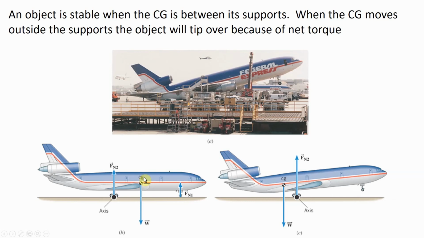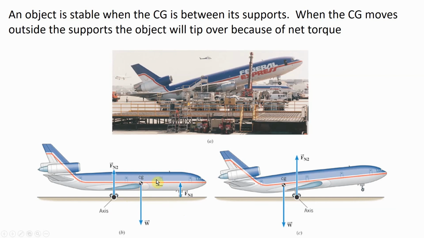Well, if the jet is balanced, the center of gravity is here in the middle, in between the 2 wheels. So if I put my axis of rotation here on the back wheels, I get a downward force giving me a negative torque from the weight, but I get an upward force giving me a positive torque from the normal force on these front wheels. This can be balanced. Everything works out.